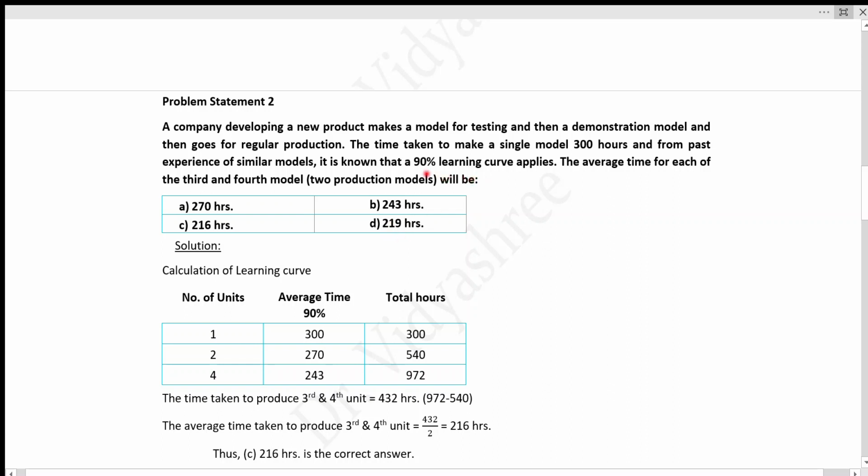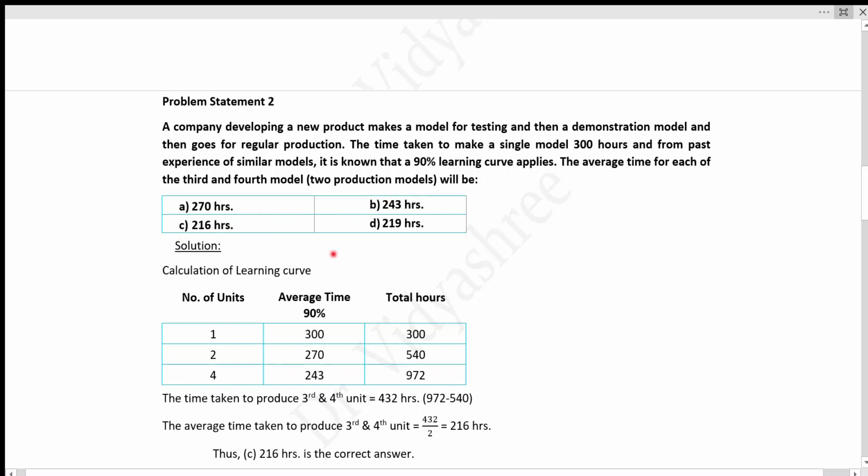So here the learning curve is 90%. To produce the first model, the time taken is 300 hours. So here the clue which is given is to produce the third and fourth model, in the sense, so we have four units. The other clue which is given here is two production models. Two production models is after the first unit, the next two steps. Two production model is 1, next multiply is 2, then 4. So till 4 units we have to calculate.